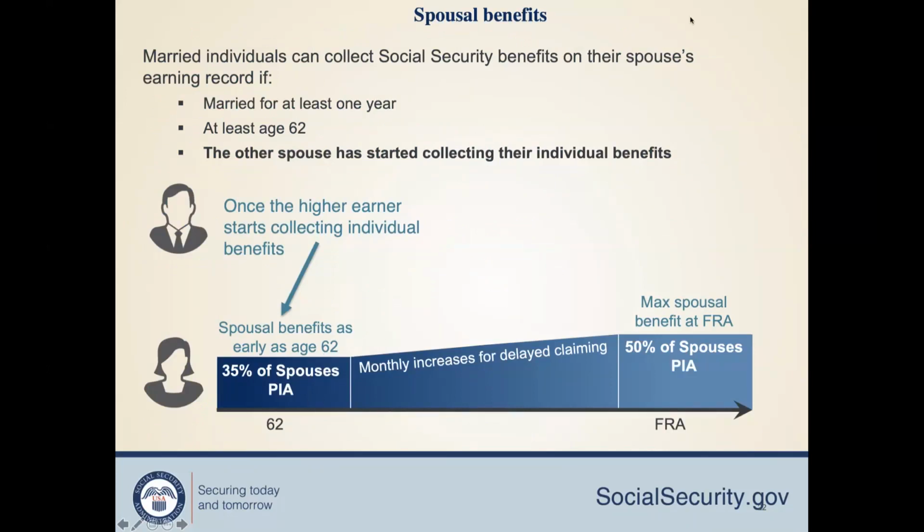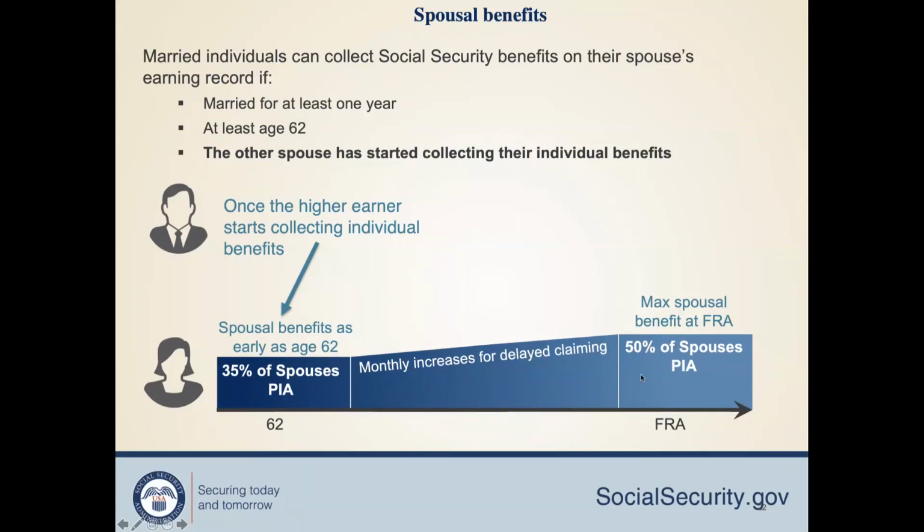So this is another one. Spousal benefit is also not always 50%. It is 50% only at FRA. If you claim at 62, you get only 35% of the spouse's PIA. Then every month they increase it, so from 62 to FRA they increase it gradually up to 50%.